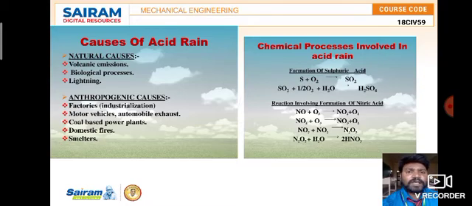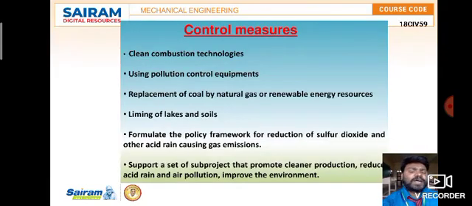Natural causes are volcanic emissions, biological processes and lightning. Next, anthropogenic causes are factories, that is industrialization, motor vehicles, automobile exhaust, coal-based power plants and domestic fires, smelters. So these are the chemical processes during acid rain that you can see on the right-hand side, chemical equations. And how to control these?